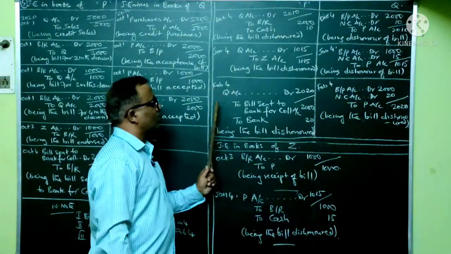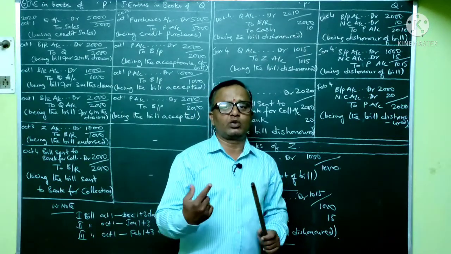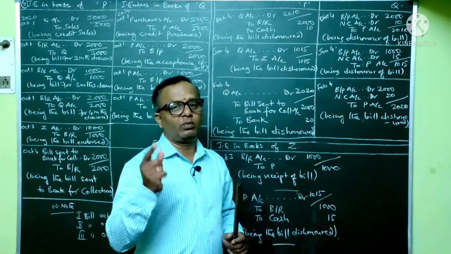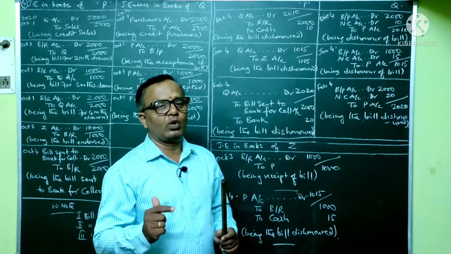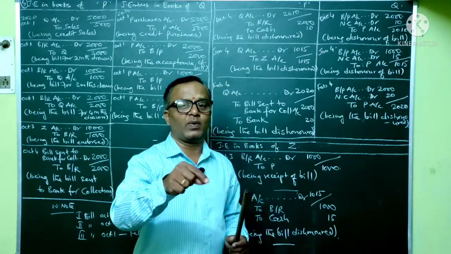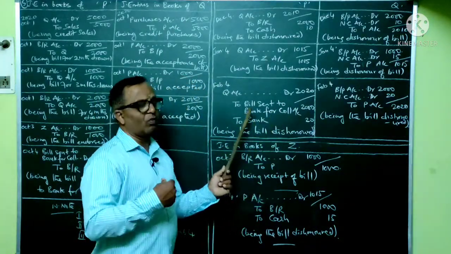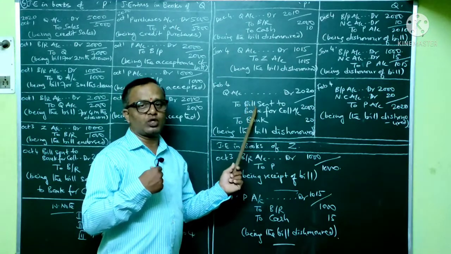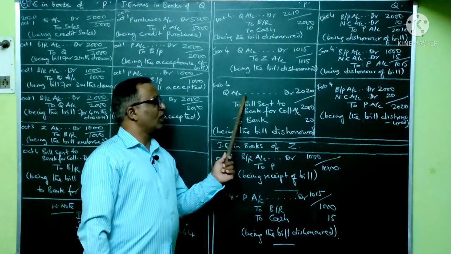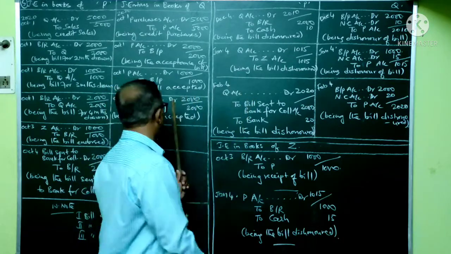Now the third bill is the bill sent to bank for collection. The third bill he has sent to bank for collection. Now when that bill is dishonored, who will be paying noting charges? Of course, the banker. Even if the banker has paid the noting charges, he will take the money from our account in the bank. So the entry in our books, from the drawer's point of view, is drawee account debit. Who is the drawee? Q account debit to bill sent to bank for collection.